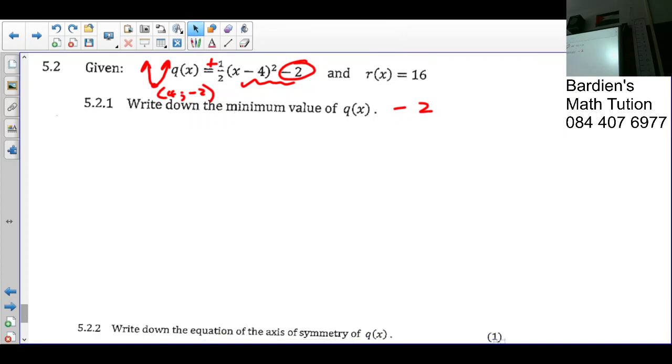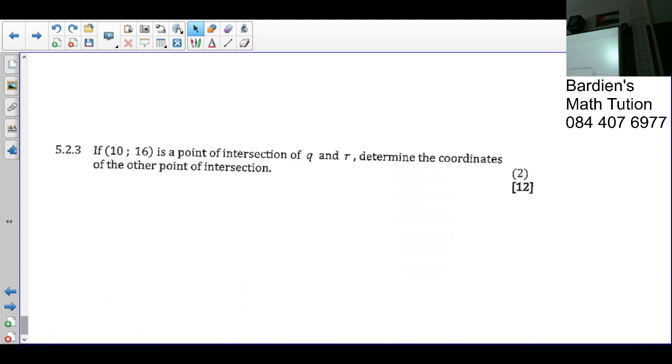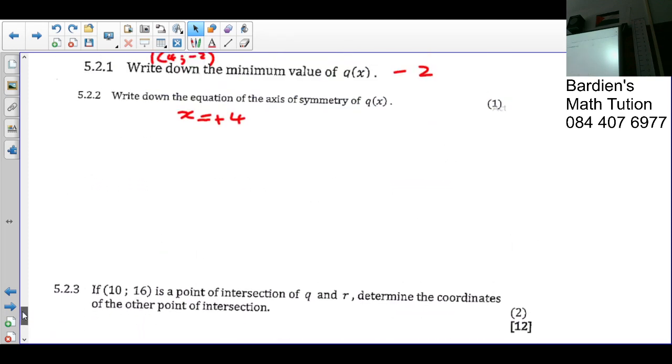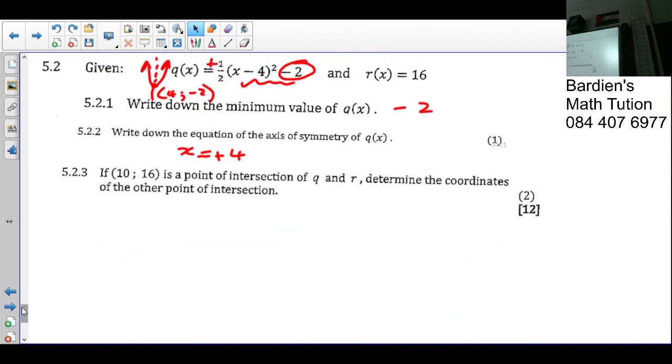Then the next question says, write down the equation of the axis of symmetry of Q. The axis of symmetry is going to be the line going through like that, not so? And what's the equation of the axis of symmetry? X equal to 4. So where's the additive inverse on your x? Next question. In 5.2.3, if 10 and 16 is a point of intersection of P and Q, determine the other point of intersection.